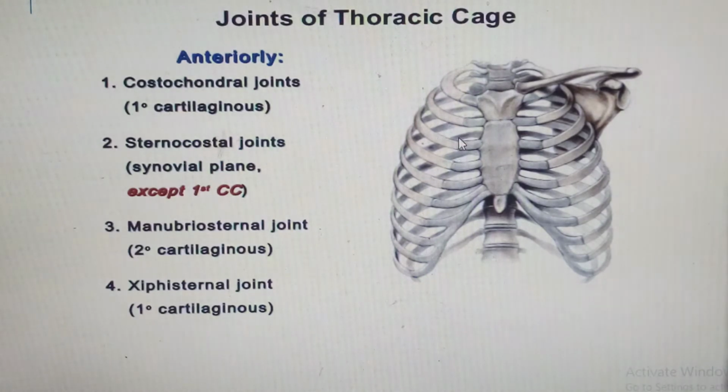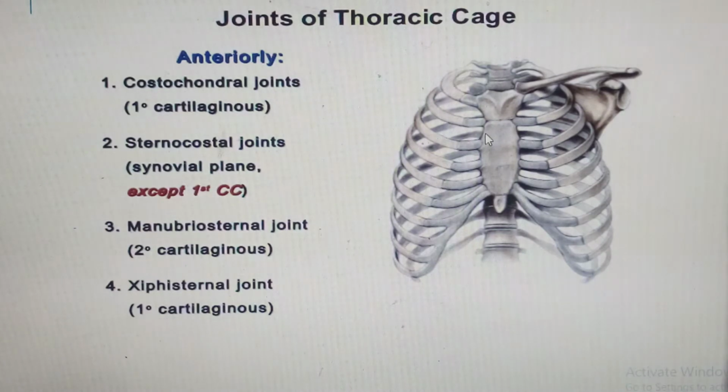Now, for fibrocartilage, you get to know that usually we find them in the midline of the body, such as the vertebral disc and the manubriosternal joint. We will see those ones. Now you can see this is a costal cartilage. The lateral portion of the costal cartilage articulates with the anterior aspect of these ribs, and that is what we call the costochondral joint, a primary cartilaginous joint.